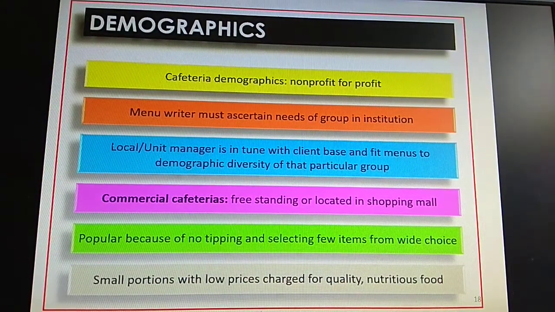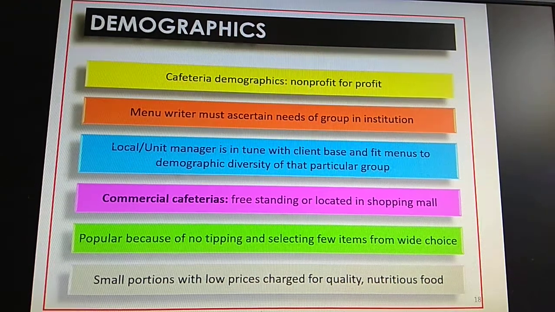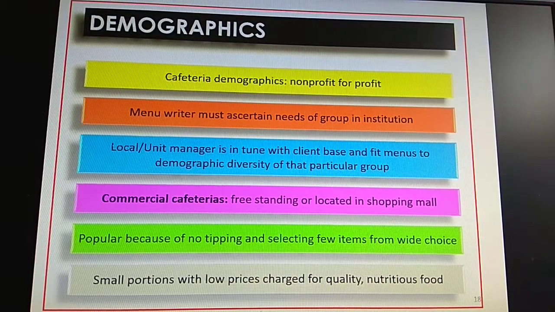The demographics of the menu cycle. This is for non-profit and for-profit. The menu writer must ascertain the needs of the group in the institution. For example, in correctional facilities, they need very good nutrition, because they are recuperating. They are trying to get better.